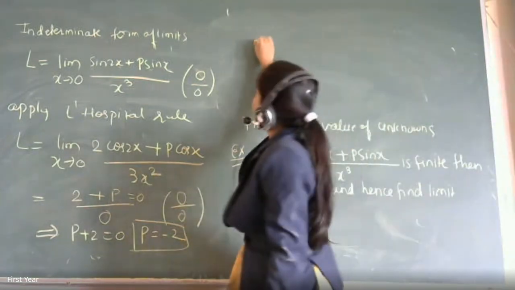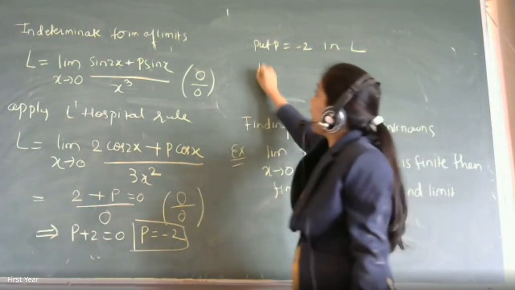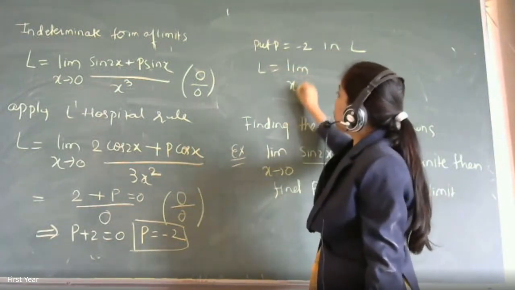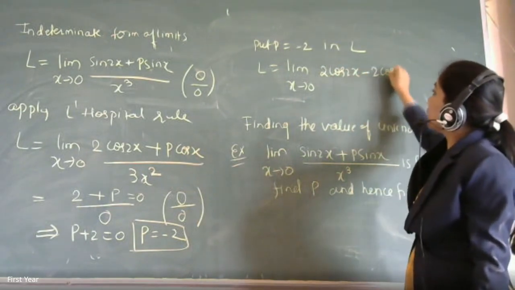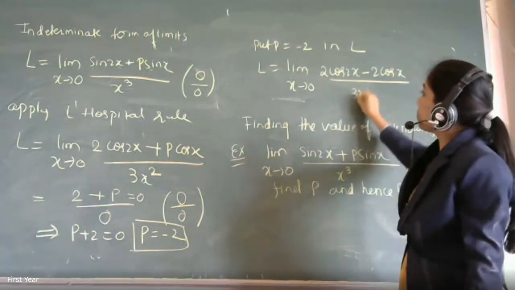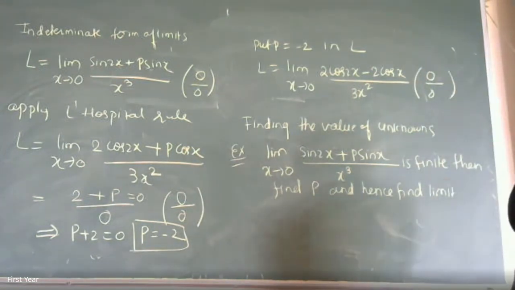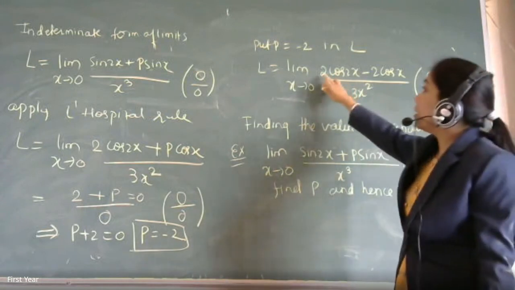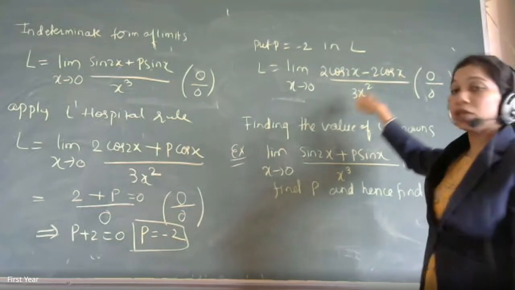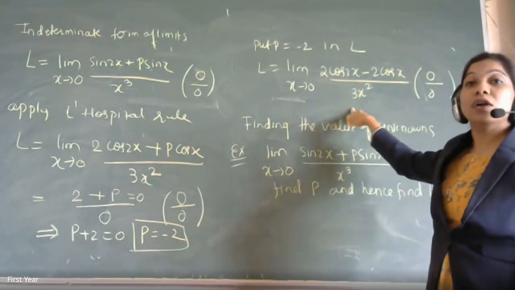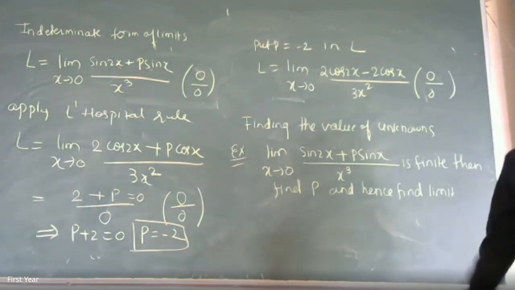Now put p is equal to minus 2 in L. You'll get L is equal to limit as x tends to 0, 2 cos 2x minus 2 cos x divided by px, which is now 0 by 0 form. Therefore, you'll apply the L'Hospital rule once again, and you'll get minus 4 sin 2x plus 2 sin x upon 6x. फिर से वो indeterminate form है. और एक बार एल हॉस्पिटल रूल अप्लाई करोगे और आपको आंसर आ जाएगा.